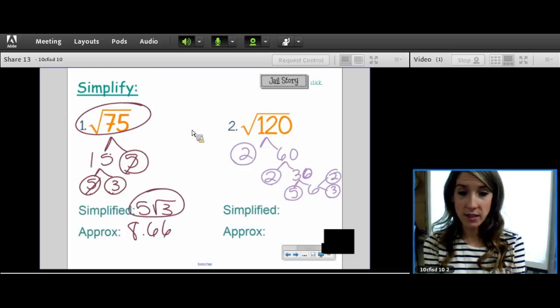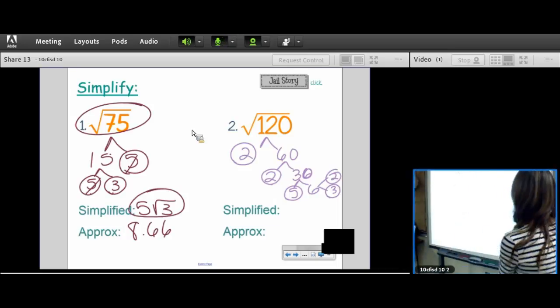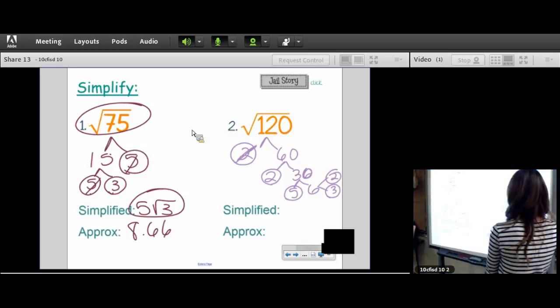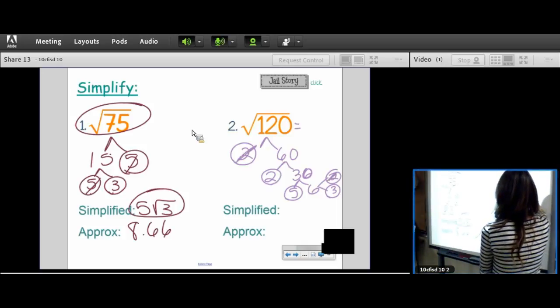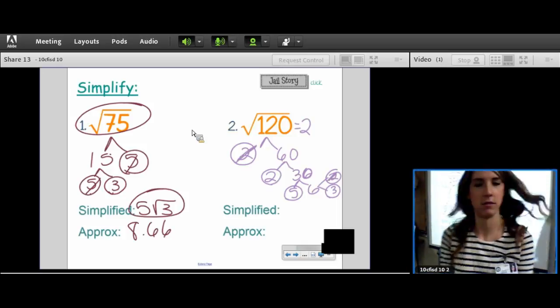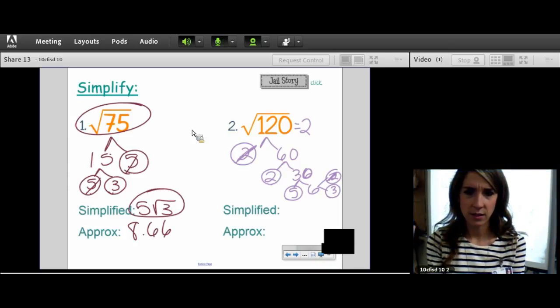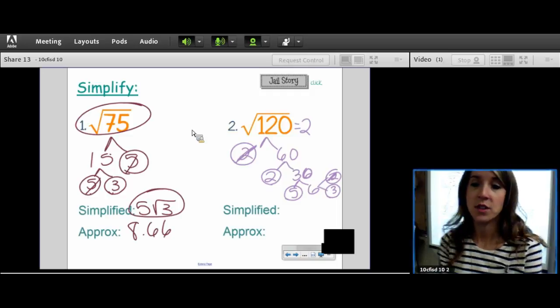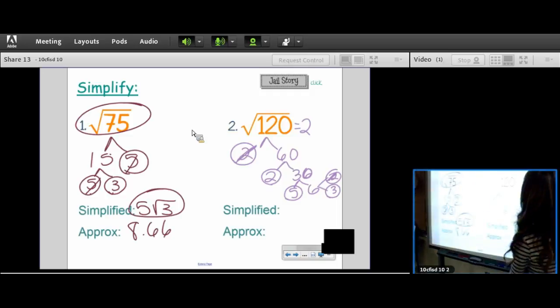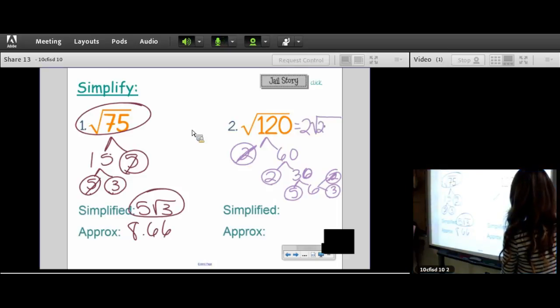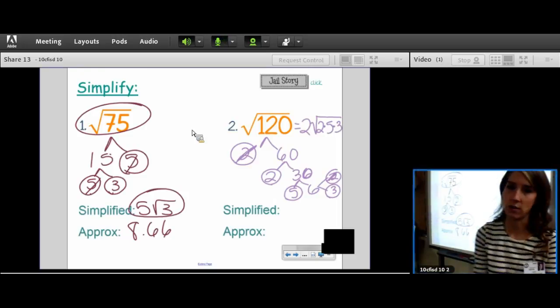Pairs. Twins. Pairs. Okay, so I'm going to find a pair, and I'm going to write it on the outside. They escaped jail. Do you see any more pairs? No. So all of the prime numbers that didn't find a pair are stuck in jail. 2, 5, and 3 are stuck in jail.